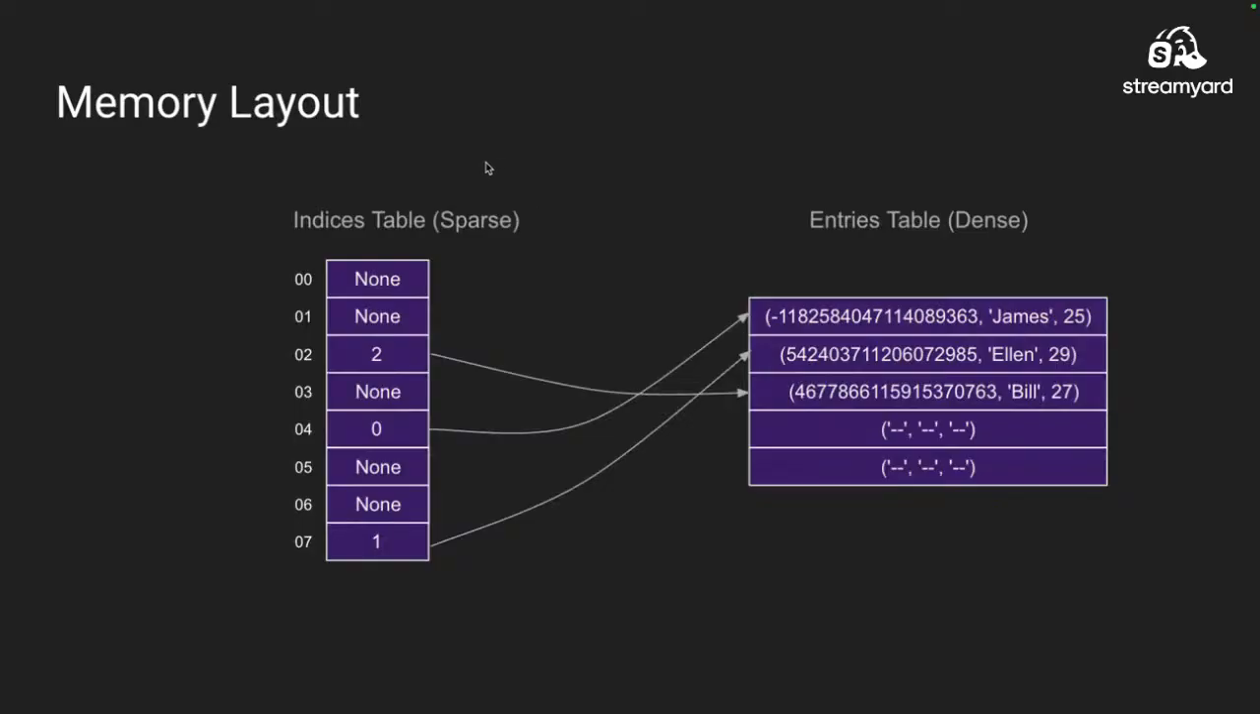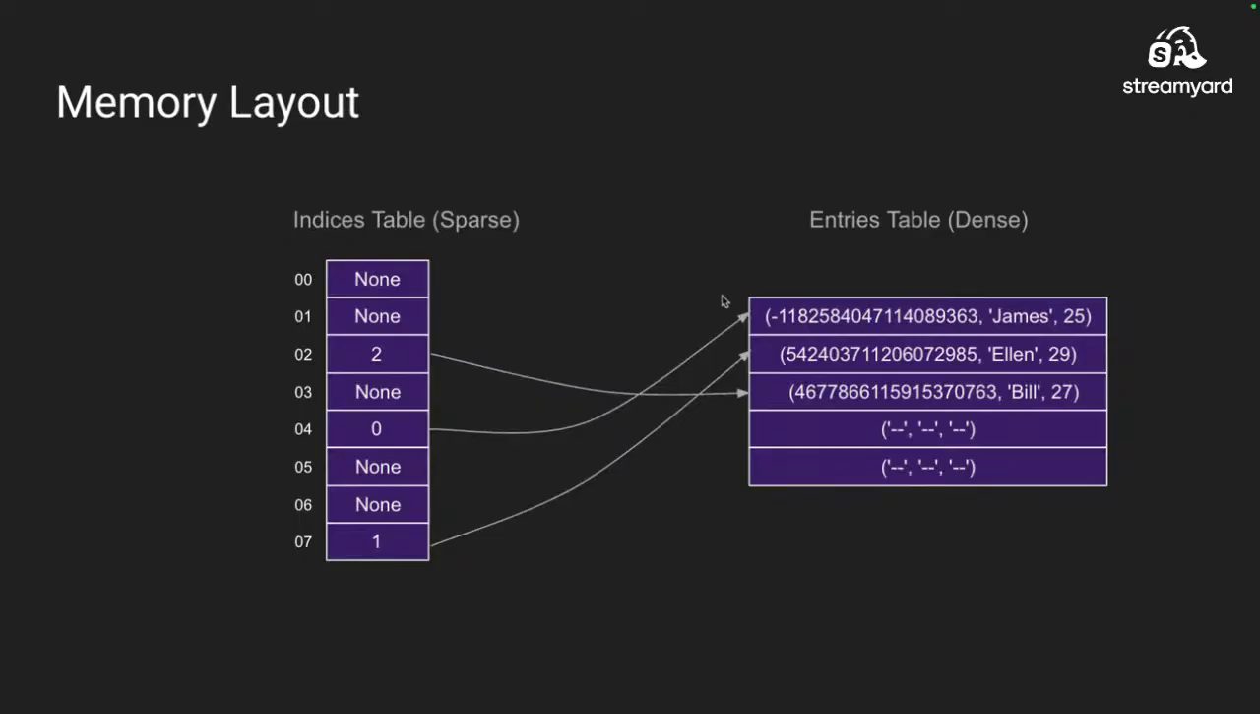Then coming to the memory layout. So in Python, instead of using a single hash table, it relies on two hash tables. There's this indices table, which is sparse, and the entries table, which is dense. As you can see, most of the entries are none here, but most of the entries in the entries table are present, and there are only two null entries. So that's why it's a dense table. And since it's dense, it's easier to put it in the cache, since the size will be less.